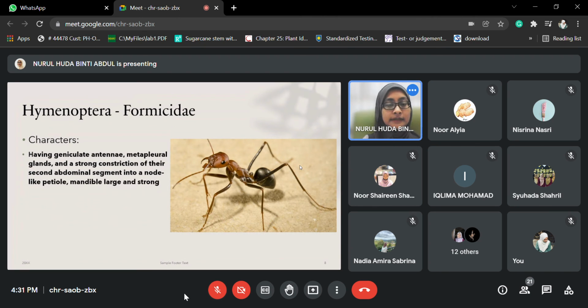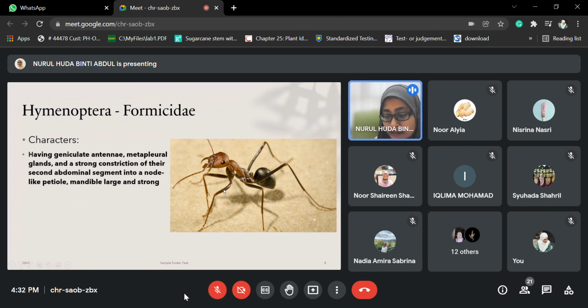Okay, now we have this guy, also Hymenoptera, Formicidae. Everybody knows ants. Right, so they have here again geniculate antenna. Antenna like an elbow, here geniculate antenna. Okay, metapleural gland. This one you can only see the shape. It's actually somewhere above here, near the meta, somewhere in the meta. But from the picture you cannot see it.